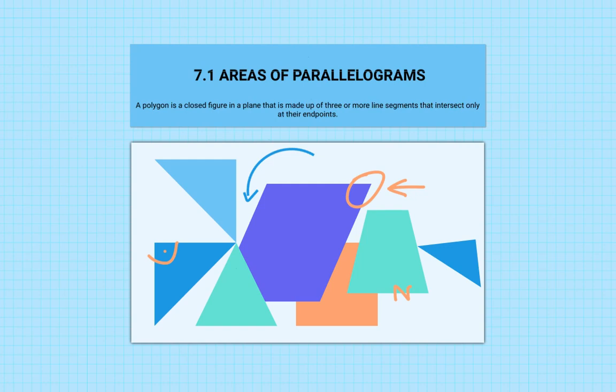All right, so this is 7.1, Areas of Parallelograms. Please go ahead and set up your page up at the top, and please write down the definition of a polygon. So a polygon is a closed figure in a plane that is made up of 3 or more line segments that intersect only at their endpoints.